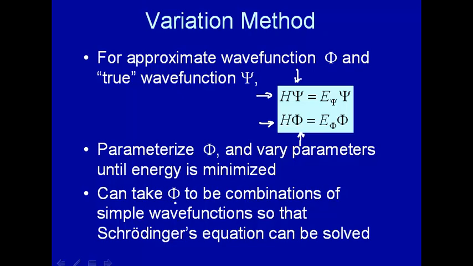You can take this trial wave function, denoted by phi, to be various combinations of simple wave functions. Each one of these simple wave functions is not a solution to the overall Schrödinger equation, but each one can be put into the Schrödinger equation and solved exactly, and then you just combine those to get the overall wave function. And it turns out, as we'll see later on in this series of lectures, that that approximation is really good, and you can get energies very close to those you measure experimentally. All right, so that's, in a nutshell, what the variation method is, and now we'll go ahead and explore that in a little more detail.